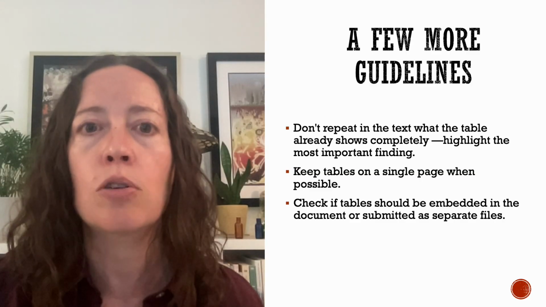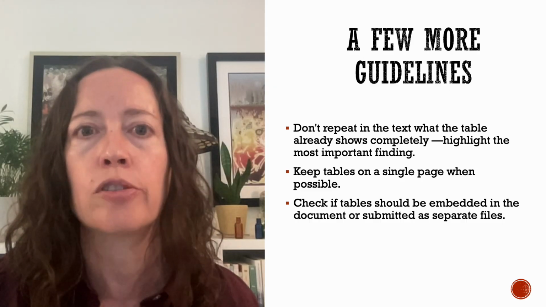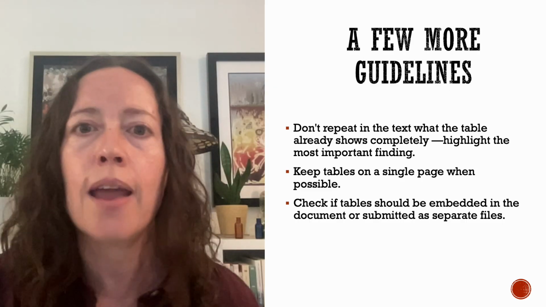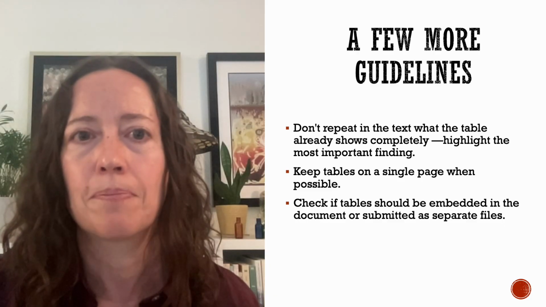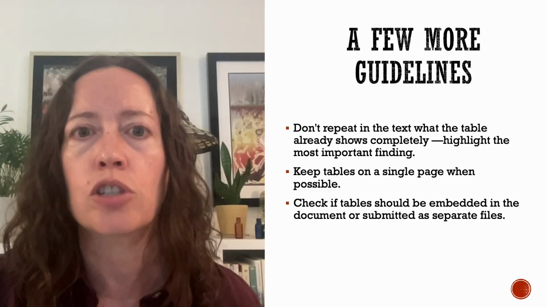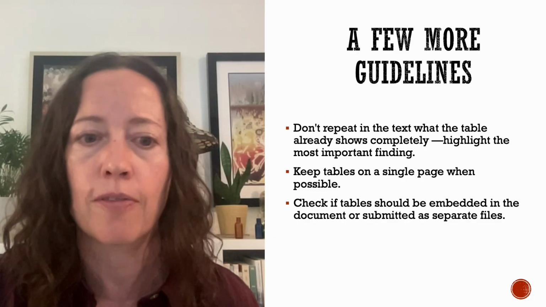Keep tables on a single page when possible. If a table must span pages, repeat the column headers on the second page. Readers shouldn't have to scroll or flip back and forth to remember what column 3 means. And if you're submitting to a journal, check whether they want tables embedded in the document or submitted as separate files.